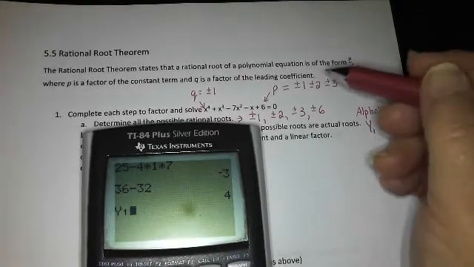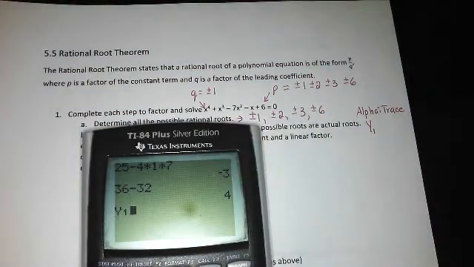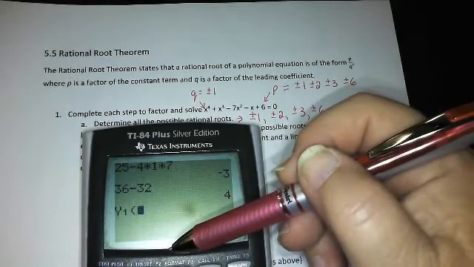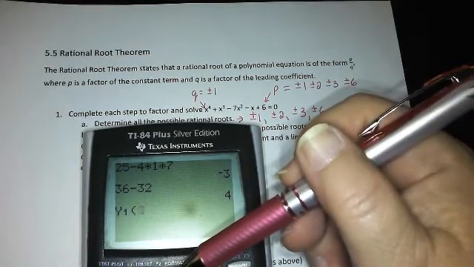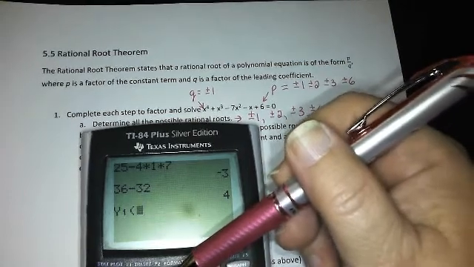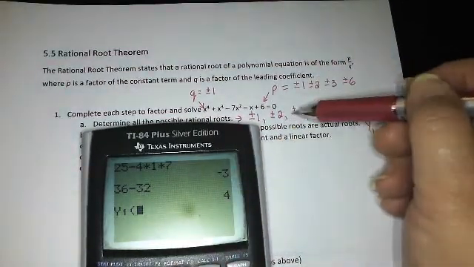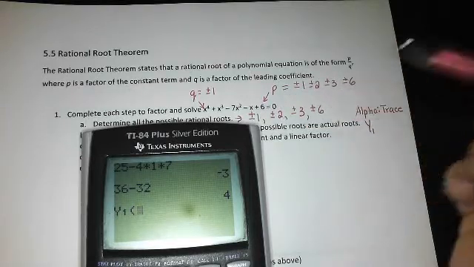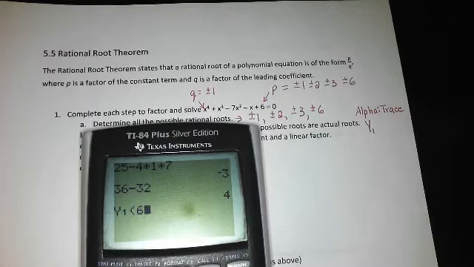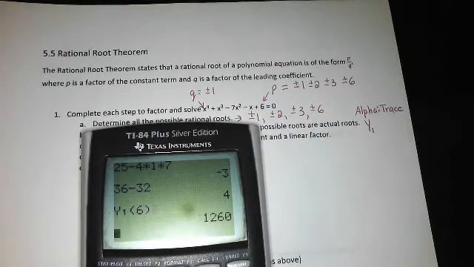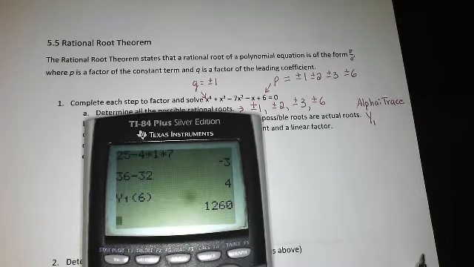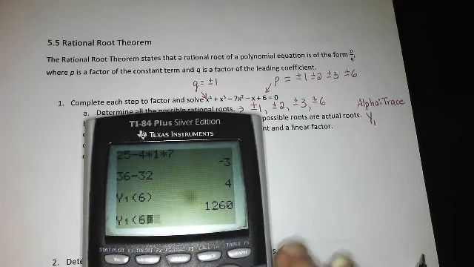Here's something cool. When you take this y1 and open the parentheses, whatever number you put in the parentheses, the calculator is going to go plug it into y1 for you. So you don't have to sit here and plug all the numbers in. So you could pick any of these, positive or negative 1, positive or negative 2, and plug any of these in. Let's say I'm going to do 6. You don't even have to close your parentheses. You can be lazy. Is 6 a factor, or is 6 a root? Nope. Let's try negative 6.